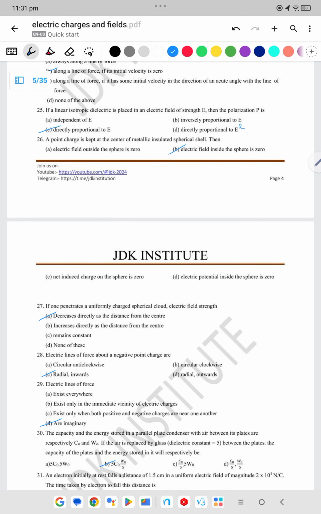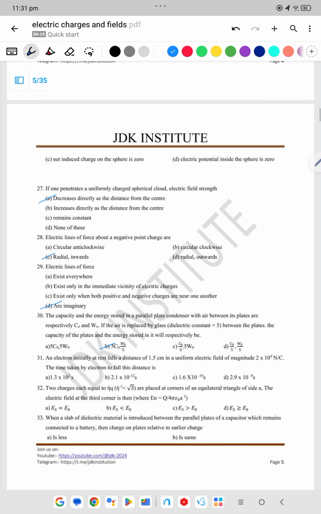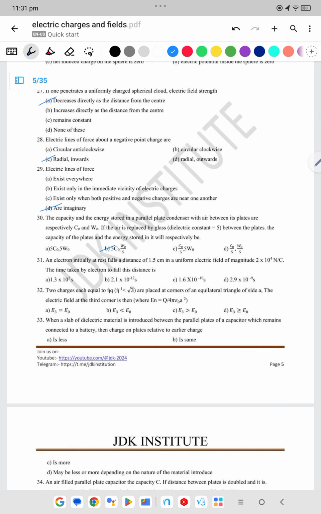A point charge is kept at the center of a metallic insulated spherical shell, then the electric field inside the sphere is 0. If one penetrates a uniformly charged spherical cloud, the electric field strength decreases directly as the distance from the center. Electric lines of force about a negative point charge are radially inwards. Electric lines of force are imaginary.